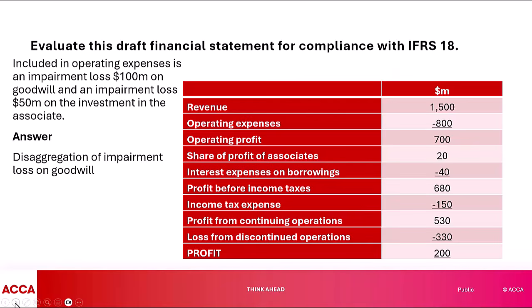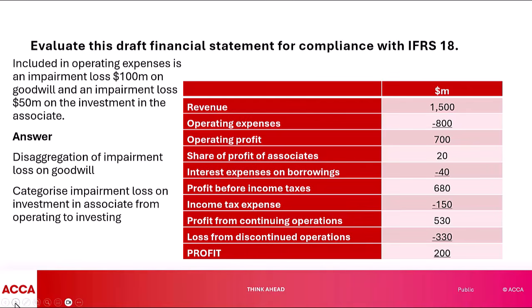And although that won't ultimately affect the profit before income taxes, it does affect the measurement of operating profit. And so that needs to be corrected. Yeah, the 50 million was categorized in an incorrect way.